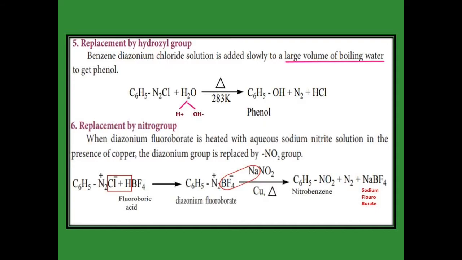And the next one, when the benzene diazonium chloride is reacted with fluoroboric acid, we have already learned this reaction. That H and Cl, we have to remove from the benzene diazonium chloride and fluoroboric acid. We get the diazonium fluoroborate. In that one, we are going to add sodium nitrite in the presence of copper. Then the nitrogen is removed from diazonium fluoroborate and the BF4 is added with the sodium.